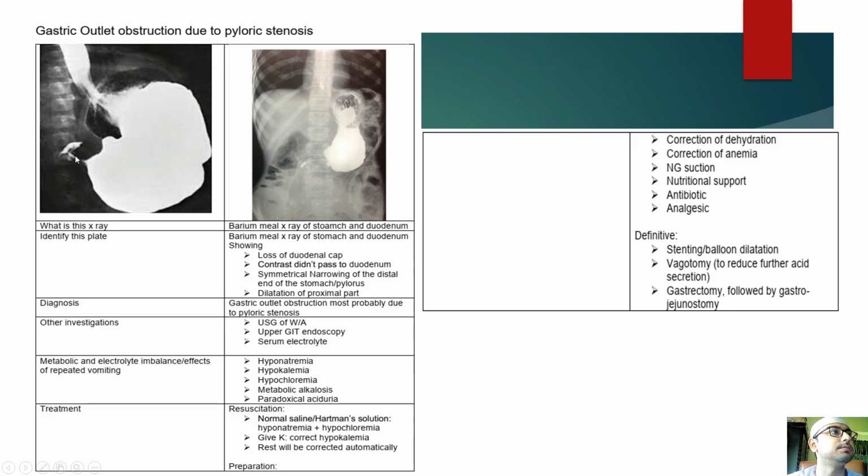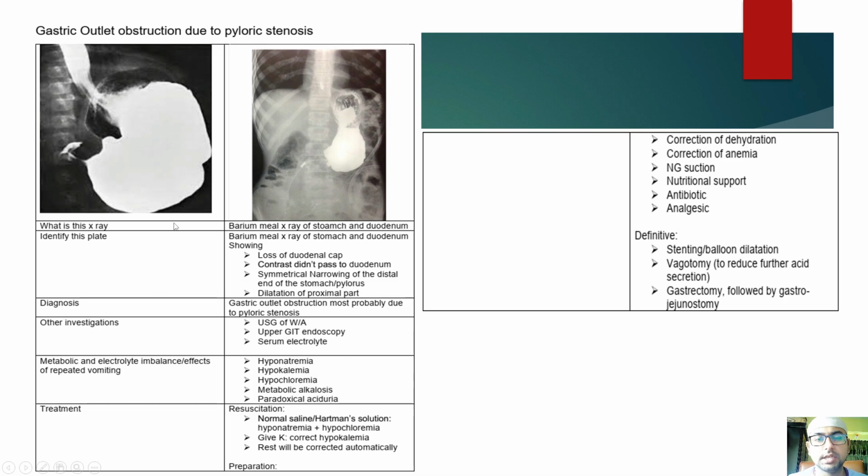The proximal part is dilated, right? This is the dilated part. This is the narrowed part. And the diagnosis is gastric outlet obstruction, most probably due to pyloric stenosis, because there is no filling defect, there is no irregularity, there is no growth protruding through the lumen, right? So most commonly this is benign pyloric stenosis.